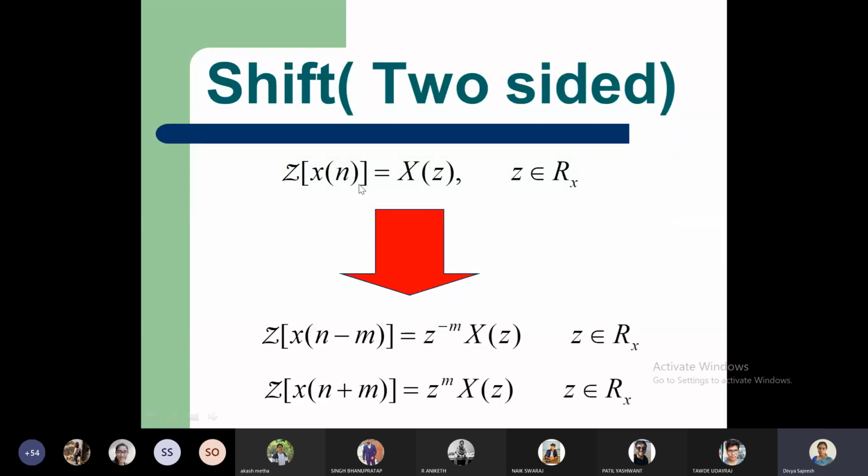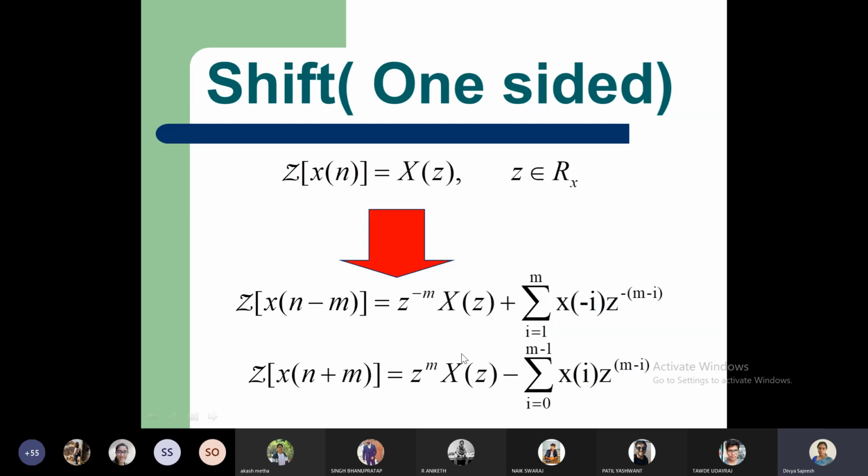If the Z transform of x of n is X of z, then the Z transform of x of n minus m is z raised to minus m X of z. And if the shifting is n plus m, then the Z transform is z raised to m X of z. So directly you can apply this formula if the signal is shifted by m units. If it is minus m, it will be raised to minus m. If it is shifted by plus m units, then it will be z raised to m. Just multiply the Z transform, that is the X of z, with z raised to minus m and z raised to m.